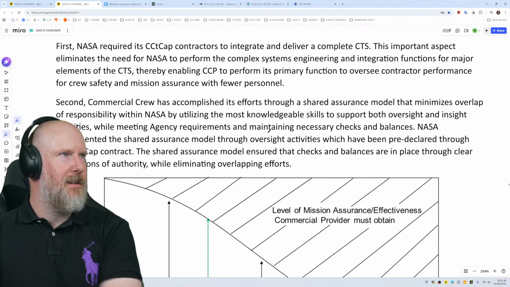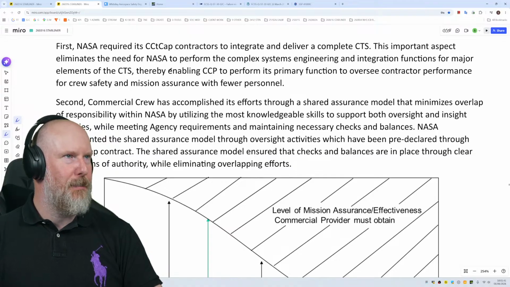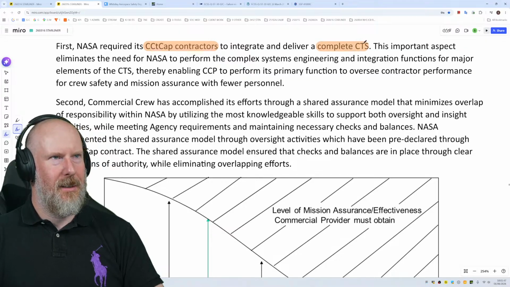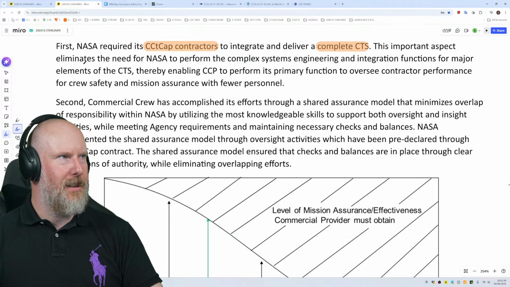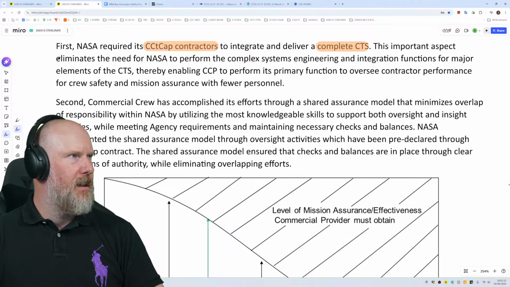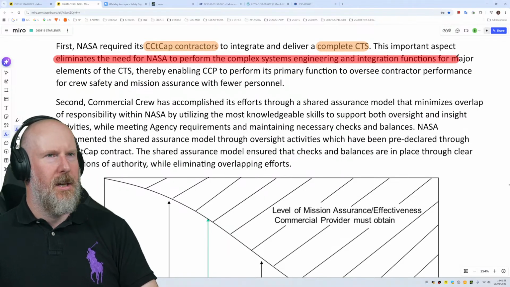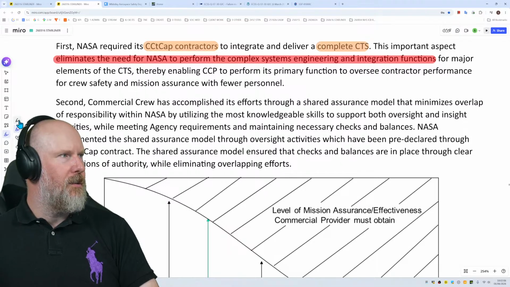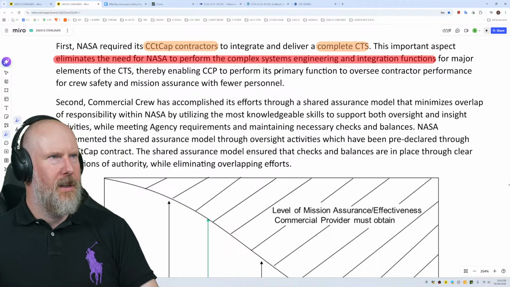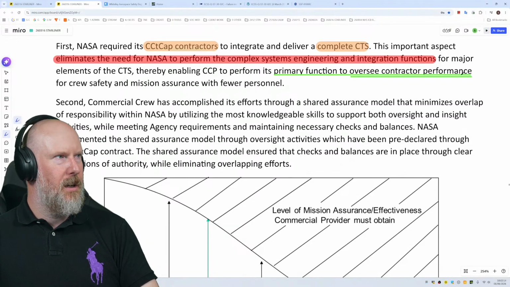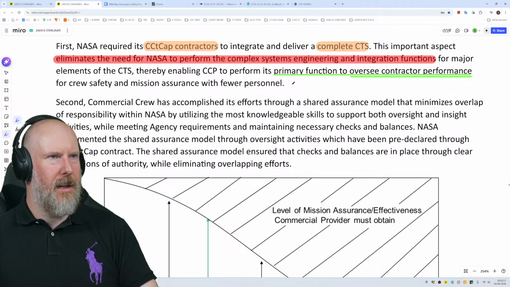Okay, so first, NASA required its CCTP CAP contractors to integrate and deliver a complete crew transportation system. This important aspect eliminates the need for NASA to perform the complex systems engineering and integration functions for major elements of the CTS, thereby enabling CCP to perform its primary function. Right, here we go. This is why. Primary function is to oversee contractor performance for crew safety and mission assurance with fewer personnel.